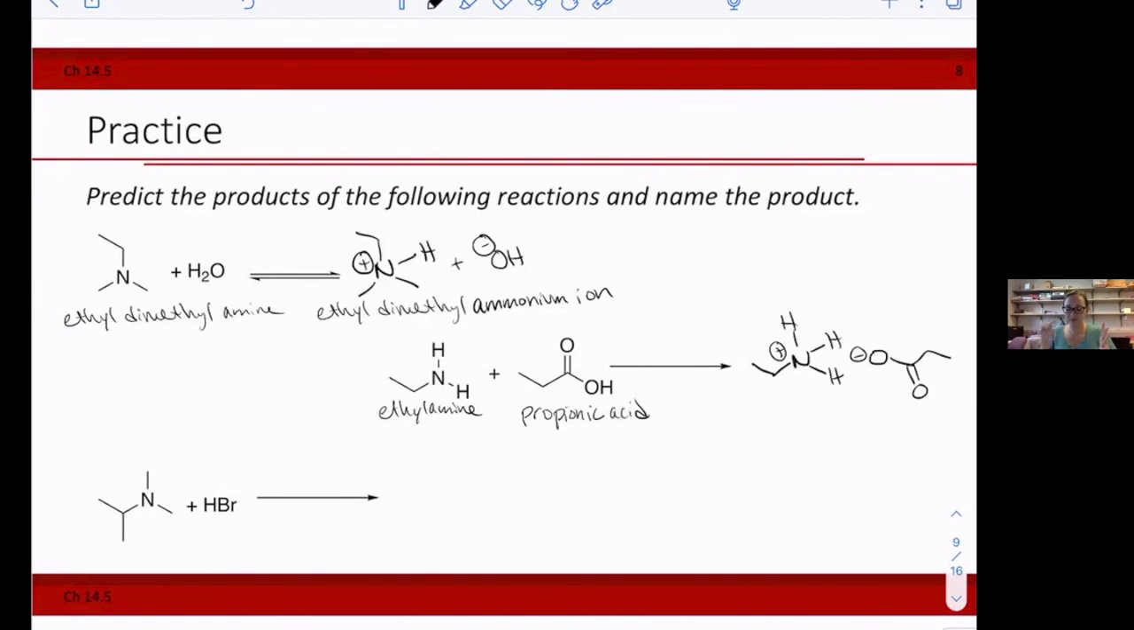So again, we're going to start off with the positive part. So the ammonium is the first part we're going to talk about, so ethyl ammonium. And then name our negative part, which is going to be from propionic acid, but we drop the ic acid, add ate. So then we have propionate.